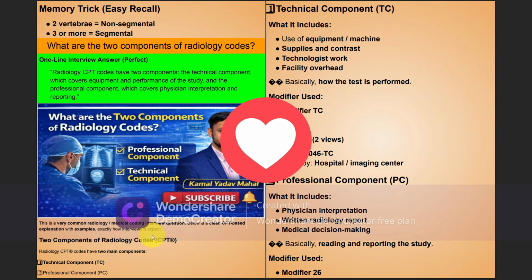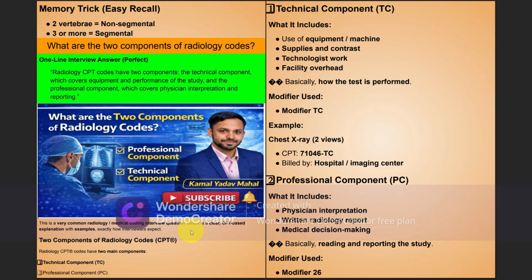This is a very common radiology medical coding interview question. Below is a clear CPT-based explanation with examples, exactly how interviewers expect from coders. The two components of the radiology codes, as we discussed, are the technical component and the professional component. For the technical component, the modifier used is TC.